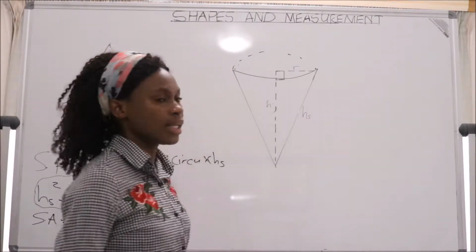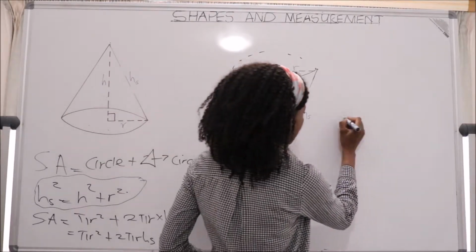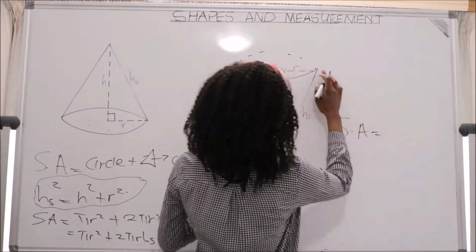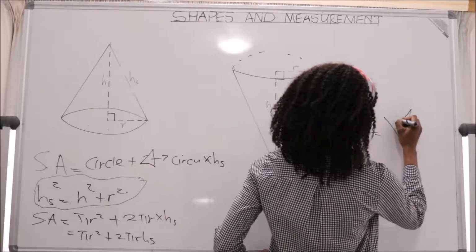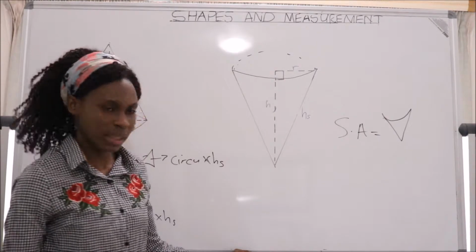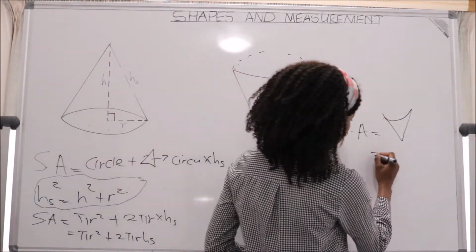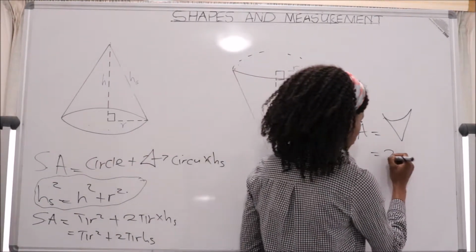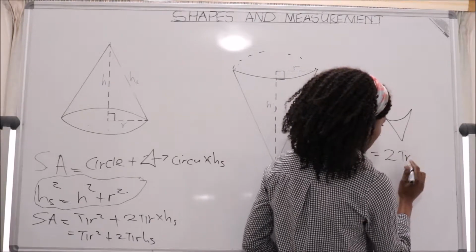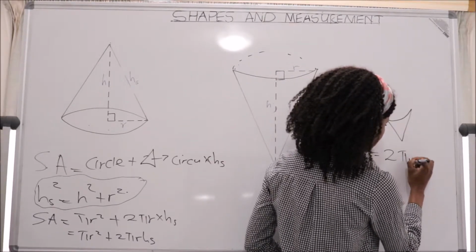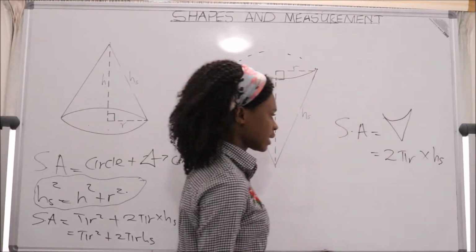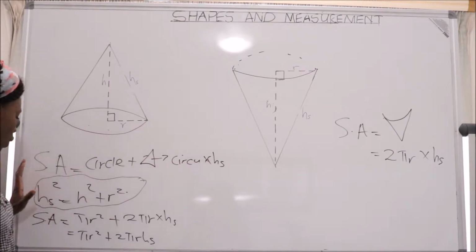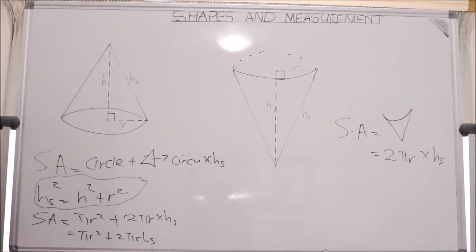In this case, as you can see, it's an upright cone, so the surface area will be only the area of this shape of the cone. The area of that shape is equal to 2 pi r, which we know is the circumference of a circle, multiplied by hs, which is the slant height. So we still use this very same equation. It's just that in this case we exclude the area of a circle, which is pi r squared.